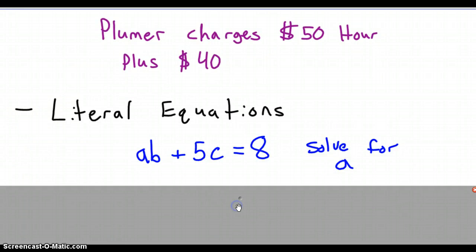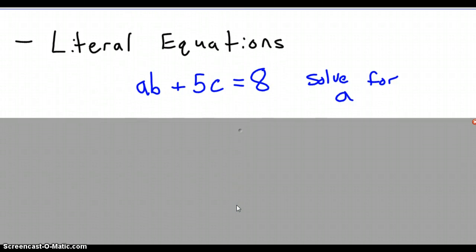Literal equations, what we've been seeing the last couple of days, where we have an equation and there are more variables in there than we're used to, we'll be expected to take that and solve it for whichever one it wants us to. So in this case, it'd give us this equation here and ask us to get A by itself, so to solve this equation for A.